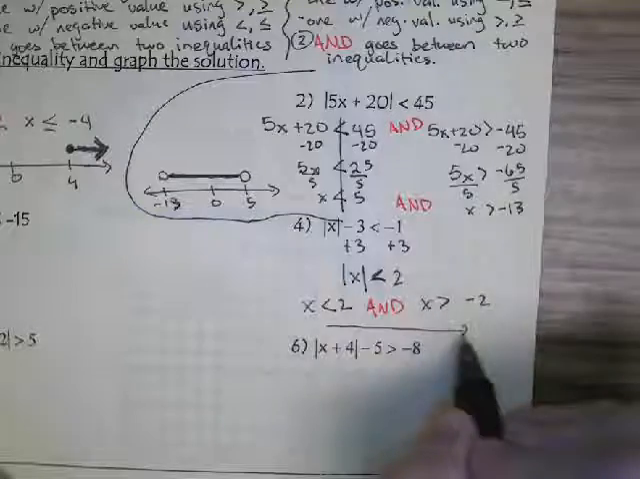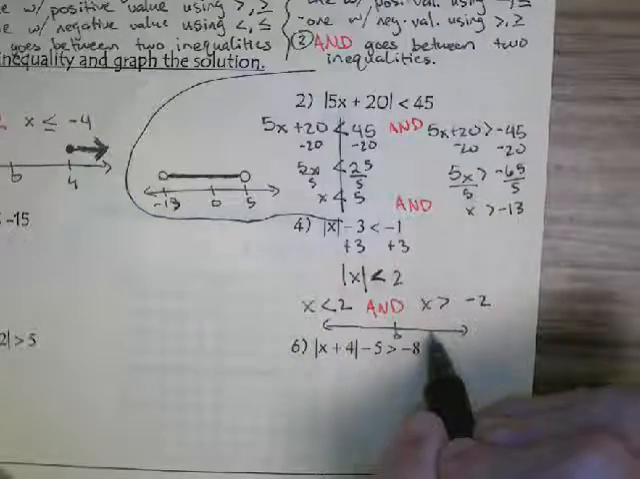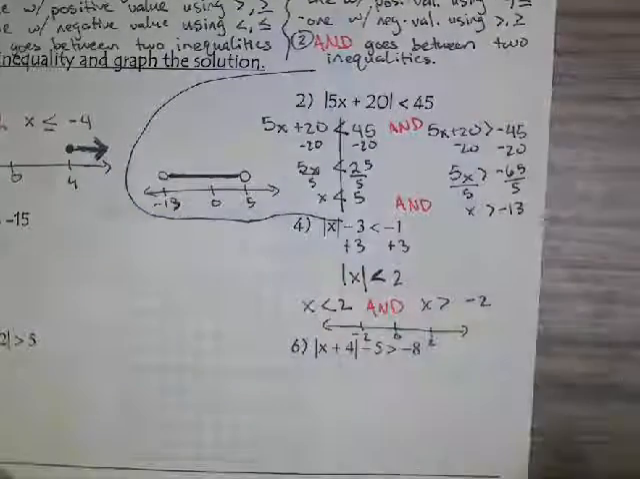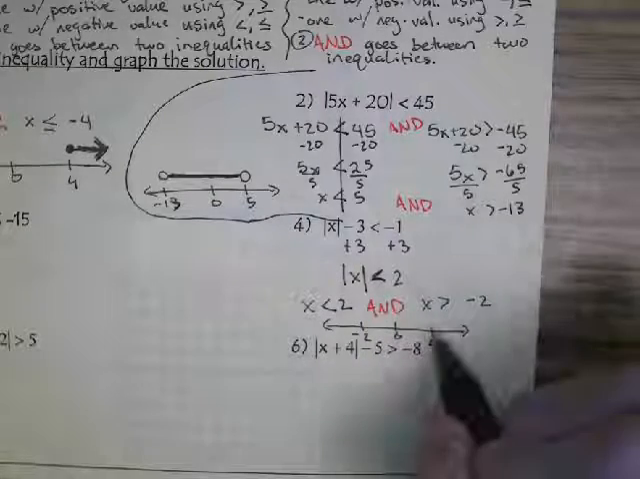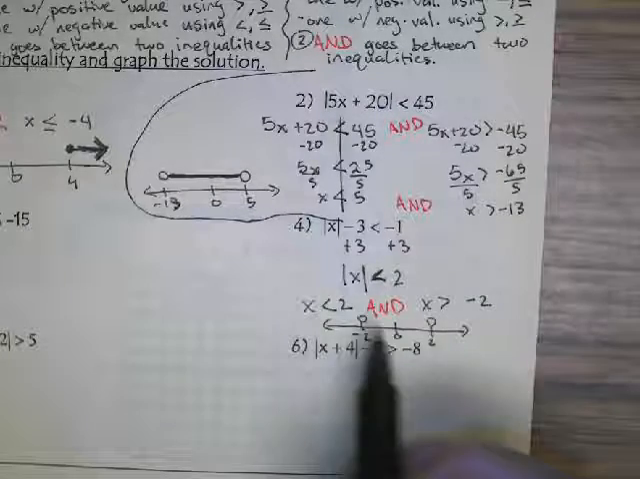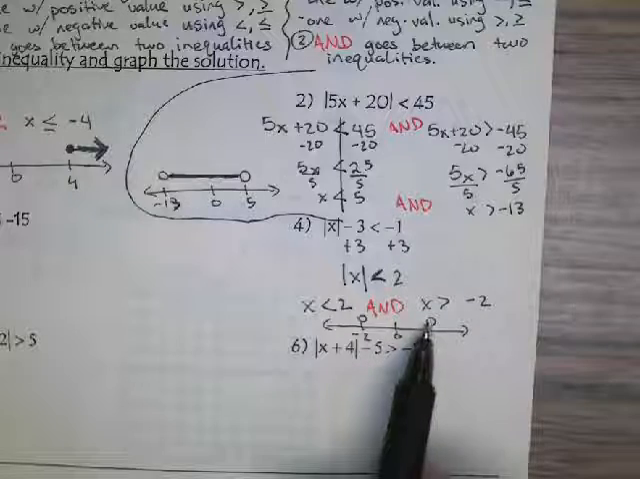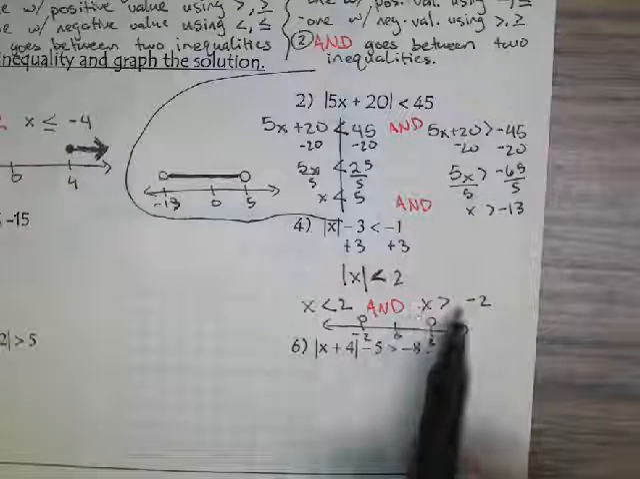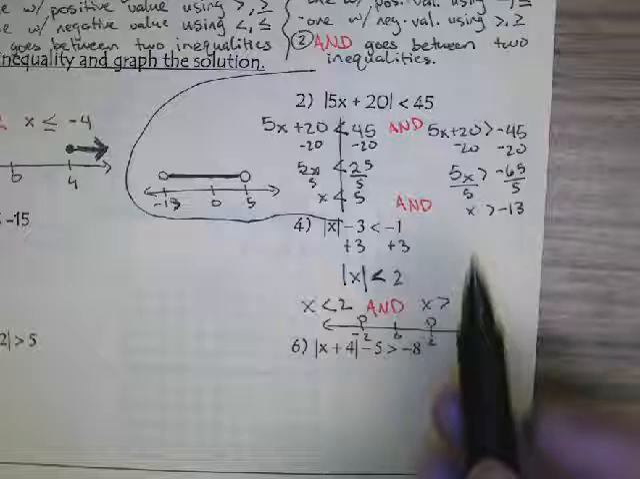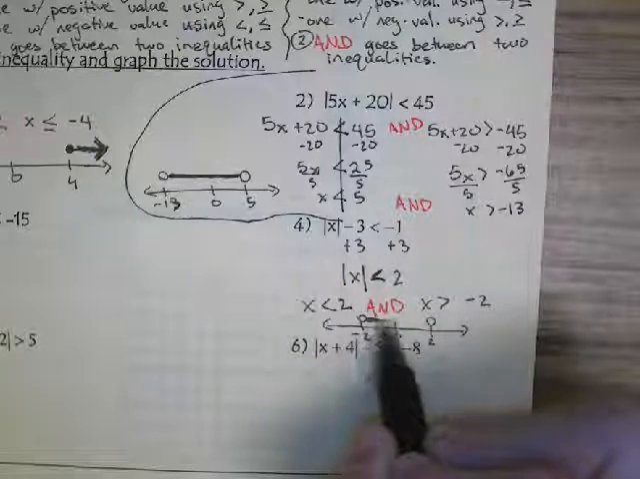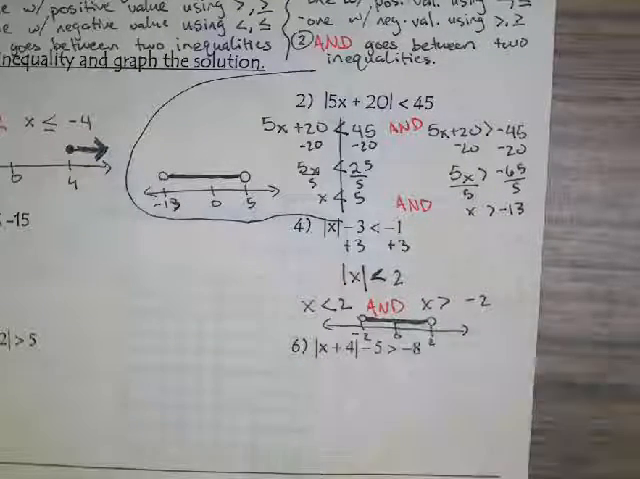We'll graph it. We'll have 0, 2, negative 2. We have no lines underneath, so we'll use open circles. And we want to be less than 2, so to the left of 2, and greater than negative 2, so to the right. So since it's an "and" statement, we will shade in the middle.